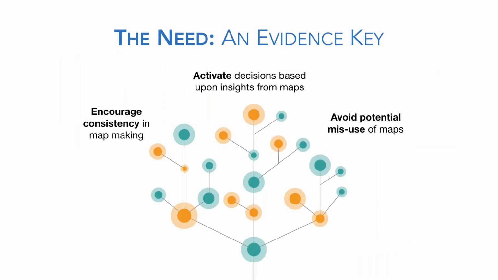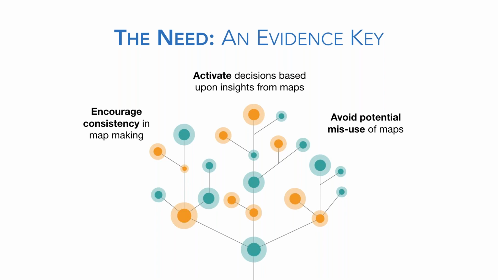So in order to address these challenges, we saw a need for an approach, a sort of evidence key, that can guide producers and users of maps. An evidence key approach is aimed to help activate decisions based on insights from evidence maps and help avoid potential misinterpretation or misuse of maps. In parallel, this approach can also encourage greater consistency in reporting in the production of maps, and provide guidance so that the makers of maps can provide guidance that's maximally useful for end users.